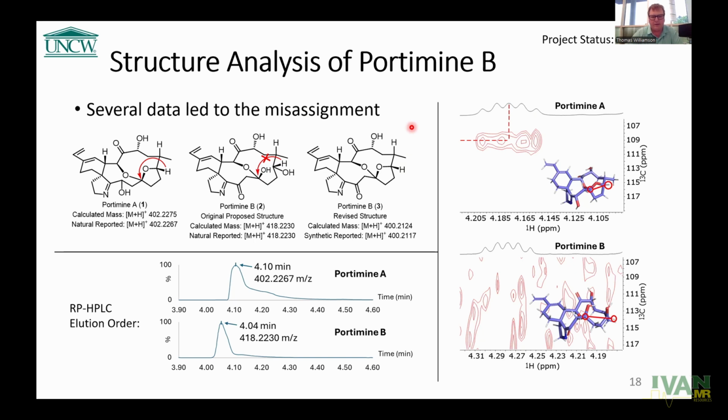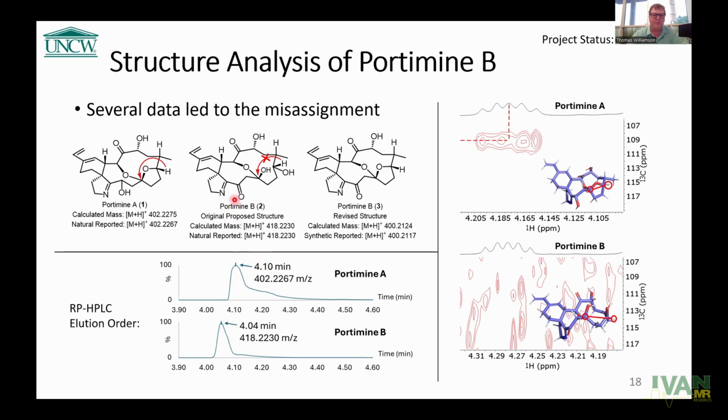And so we actually decided to take a close look at this, and at first it seemed rather odd. It seemed like we were getting some conflicting data because not only did portamine B show the addition of an extra oxygen in the mass spec, just as in the original structure, you can see here we actually add a hydroxy group. But it eluted before the portamine A on the reverse phase column.